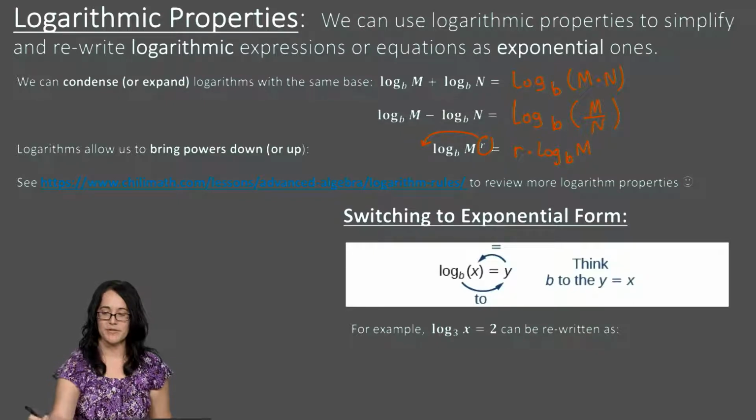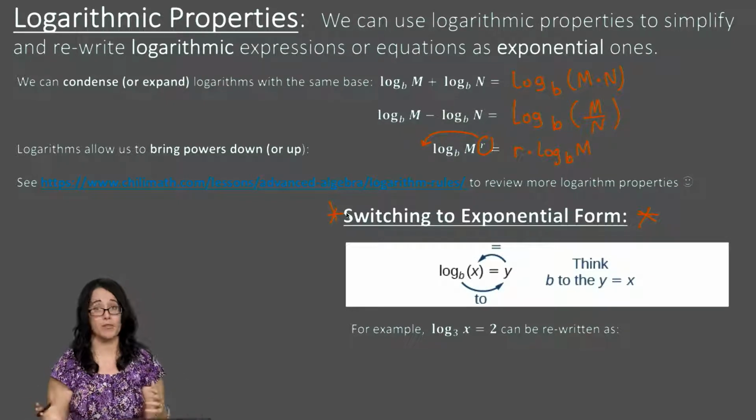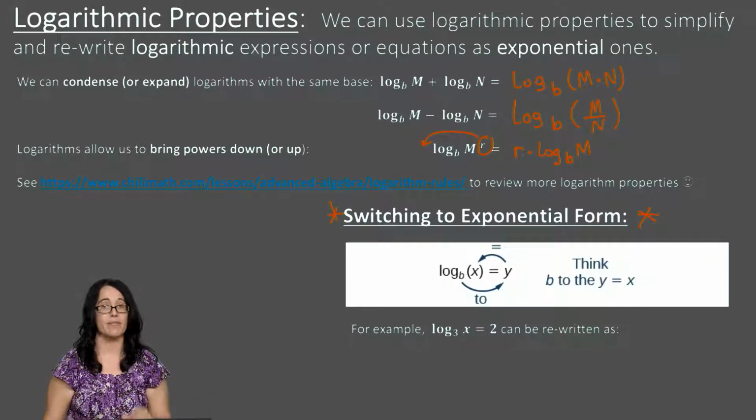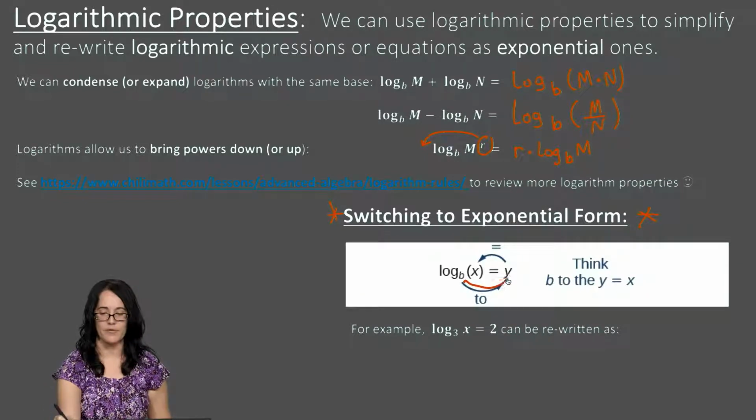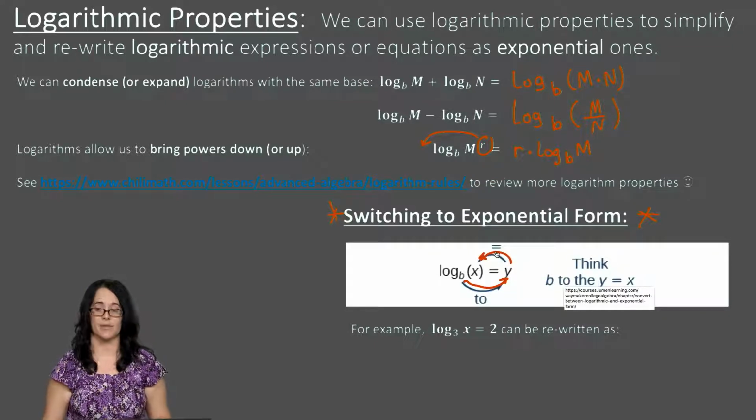So we remind ourselves here in the box below of how we switch back and forth between logarithmic and exponential form. Remembering that the base, which is your subscript below, is being raised to the power on the other side of the equal sign. So this would say, for example, base b to the power of y should end up giving me my argument x. In other words, b to the y is equal to x.